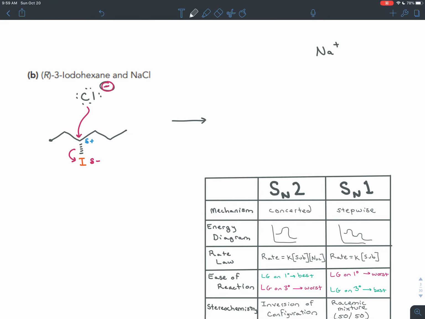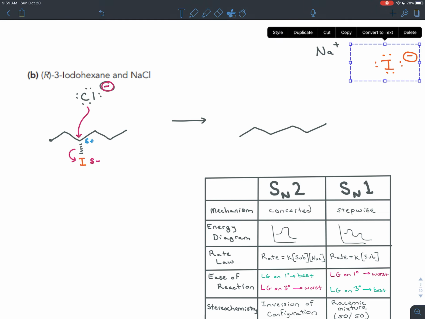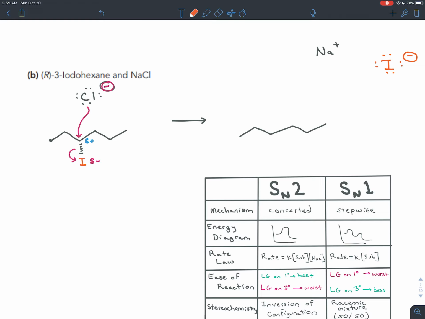So now in our product, we're still going to have those 6 carbons. And on carbon number 3, we won't have the iodine anymore. That'll be off, living its best life. Very large atom, so it's going to be able to stabilize that negative charge. Who knows what adventures it'll run into? Maybe it'll stick together with the sodium for a little while. Maybe it'll just be surrounded by water for the rest of its life. Instead of the iodine there, we'll have the chlorine.